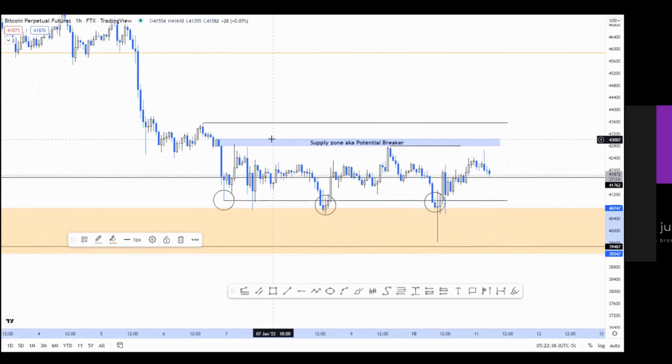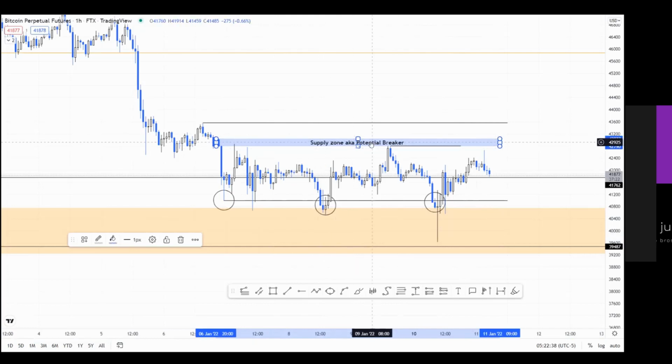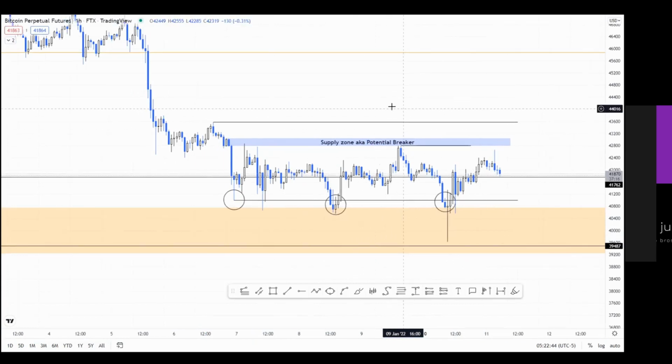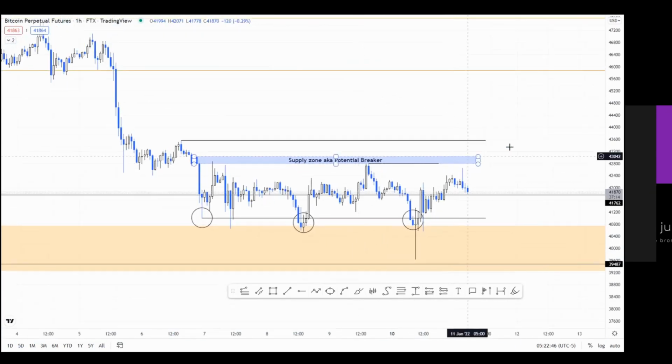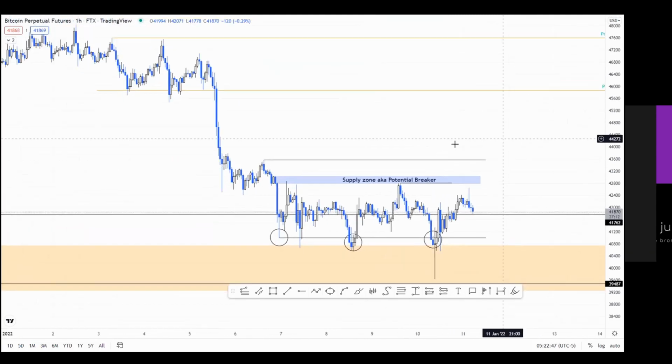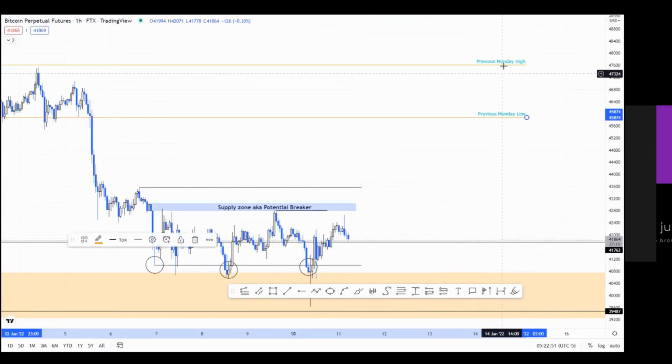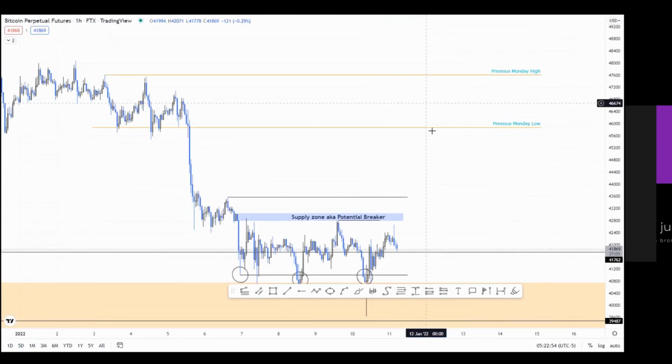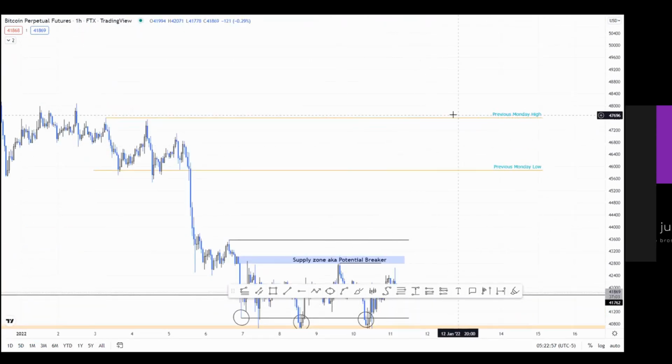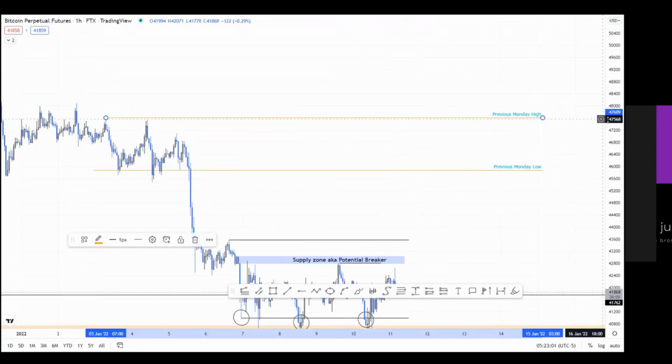For now, there is this supply zone here, which is waiting to be breached into a potential breaker extending from 42,790 to 43,037. I believe this is going to be breached pretty soon, and we're going to make a run for the previous Monday's high at 47,609. I think these levels are going to be breached and we're going to get a retest of the previous week's Monday high, which is 47,609.